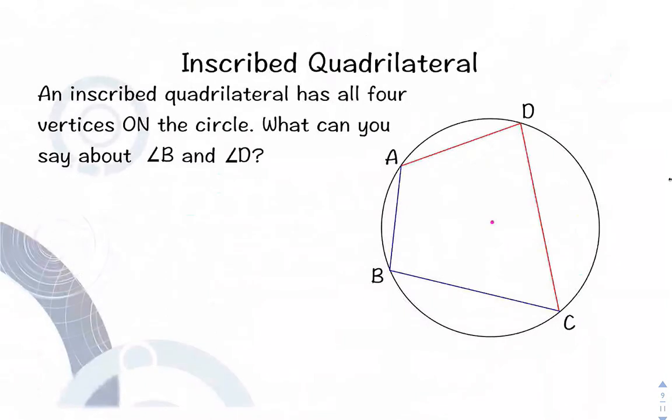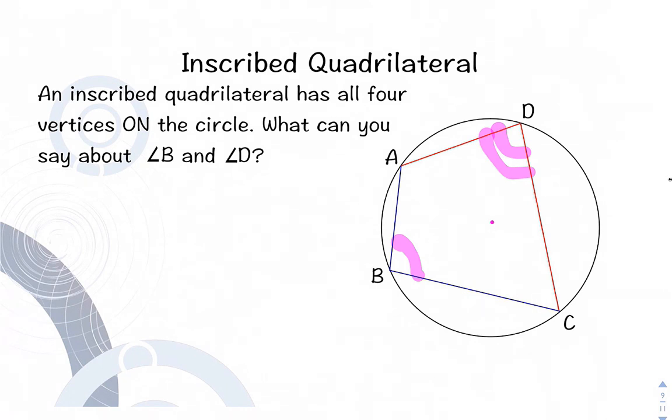Okay, so let's look at one more specific example here. An inscribed quadrilateral is made up of multiple inscribed angles. What it means to be inscribed is all 4 vertices are on your circle. So we have this quadrilateral here. I want to know, do we have a relationship between these 2 angles, angle B and angle D?